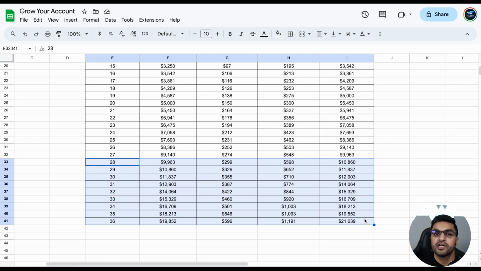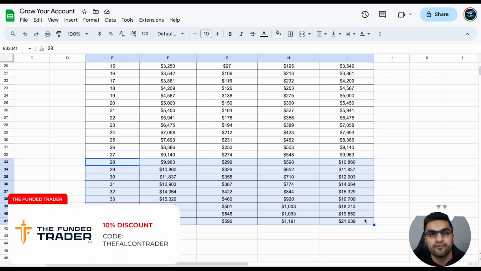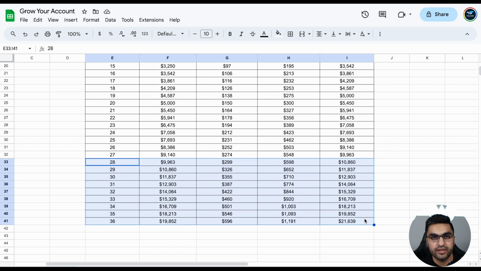I'm not saying it's going to take you 8 trades, because there will be some losing trades. That's why I'm using the word level. So from $1,000 to $10,000 in 27 levels, and from $10,000 to $20,000 in just 8 more levels. That's the power of compounding, and that's how important it is.